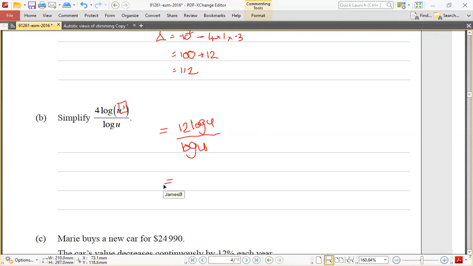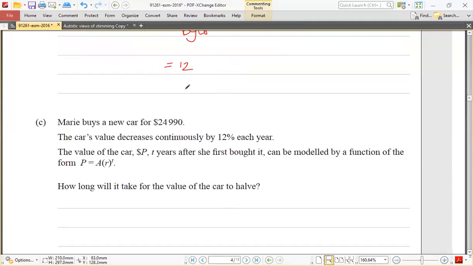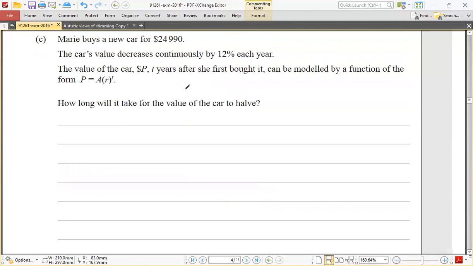12 over 1, so 12. Done. Finished. That's it. 12. Done. Next. This one should be quite easy because they've given you the formula, haven't they?